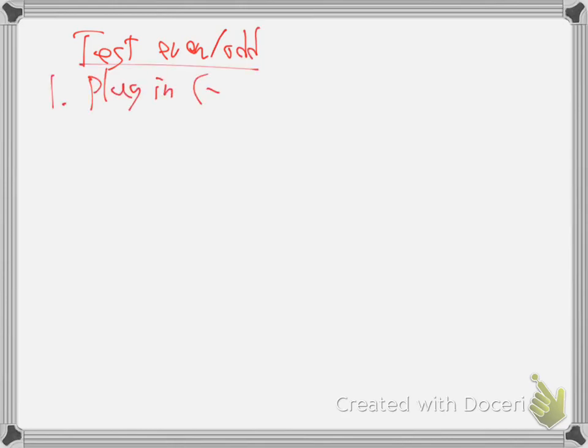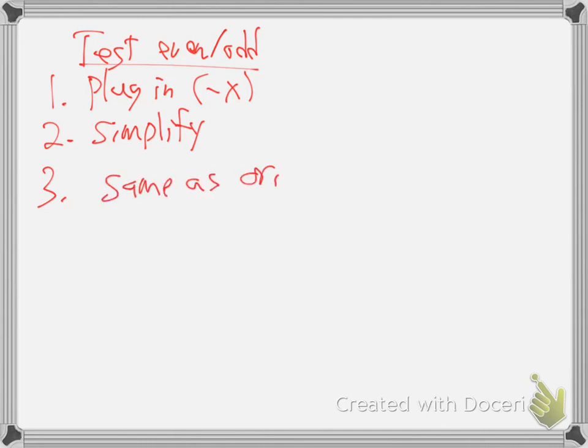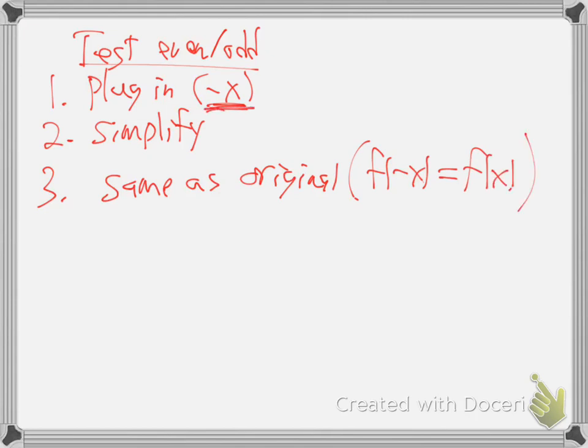So there's the test. Let me write it out clean. The test for even odd. Step 1: plug in negative x. Step 2: simplify. You've got to clean it up a little bit to see if it really is the same. Is it now the same as the original? We plugged in negative x, so that's really saying f of negative x equals f of x. Is it equal? Then it's even.